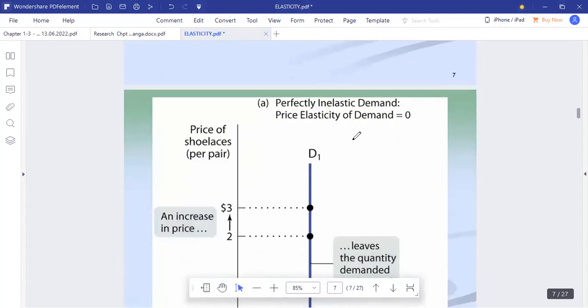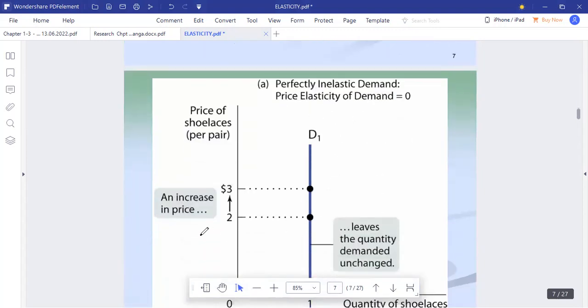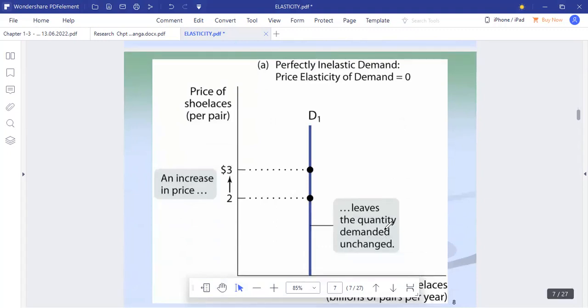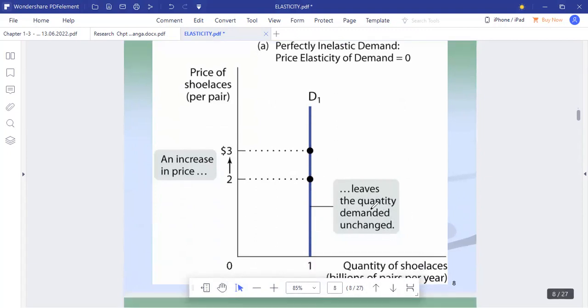So this is a perfectly inelastic example here. It means an increase in price will still leave the quantity unchanged. No matter how much you increase the price, people will still what? Complain but buy the same quantity. It means it's inelastic.